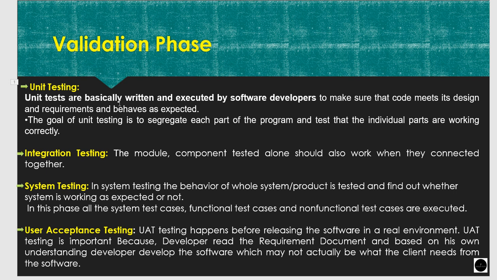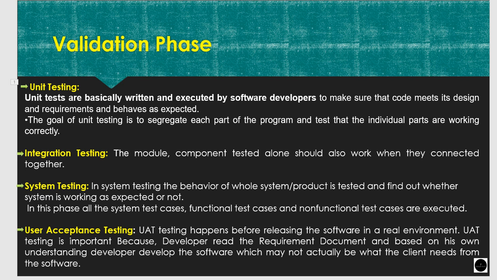Here, unit tests are basically written and executed by software developers to make sure that code meets its design and requirements and behaves as expected. The goal of unit testing is to segregate each part of the program and test that the individual parts are working correctly. Integration testing: the model components tested alone should also work when they are connected together. So that is the integration testing.